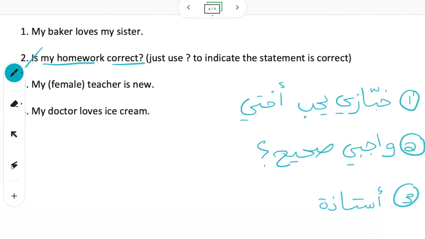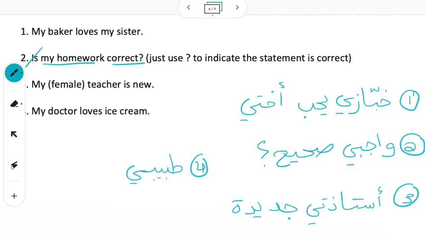Number 3, my female teacher is new, so we have the word ustadha. If I want to add my to the end, I have to open it to a regular ta, so I can add the ya. There's no word for is, so we just put the adjective. And because it's feminine, we're going to add a ta marbuta to it. Okay.